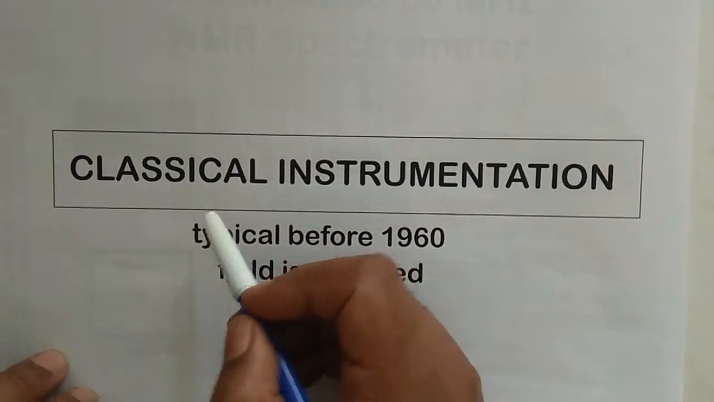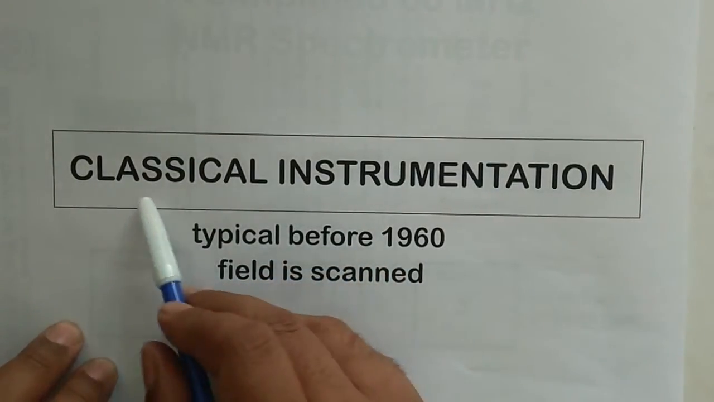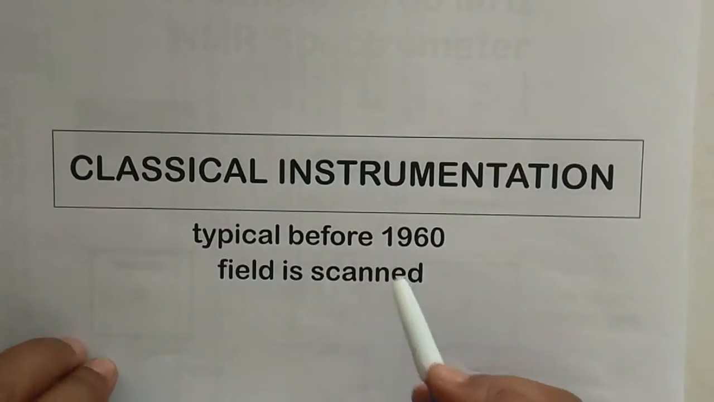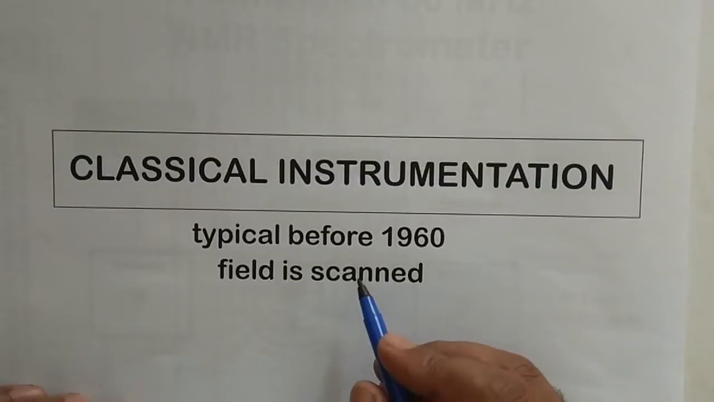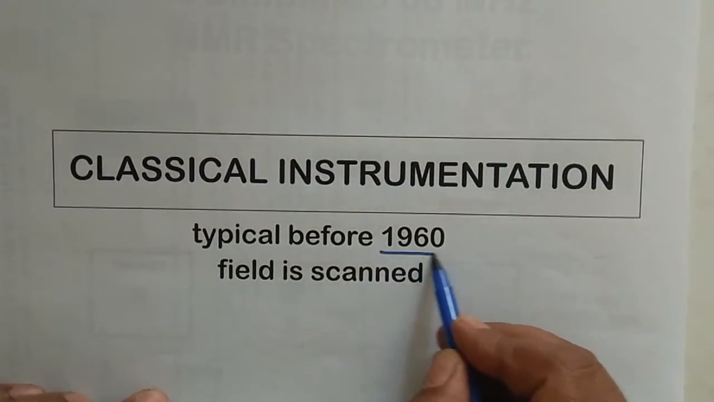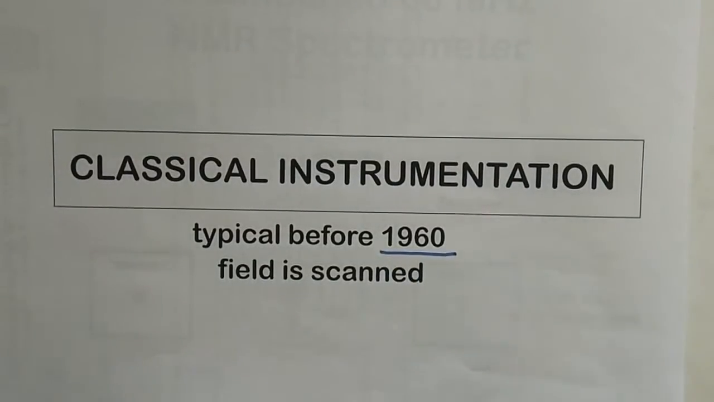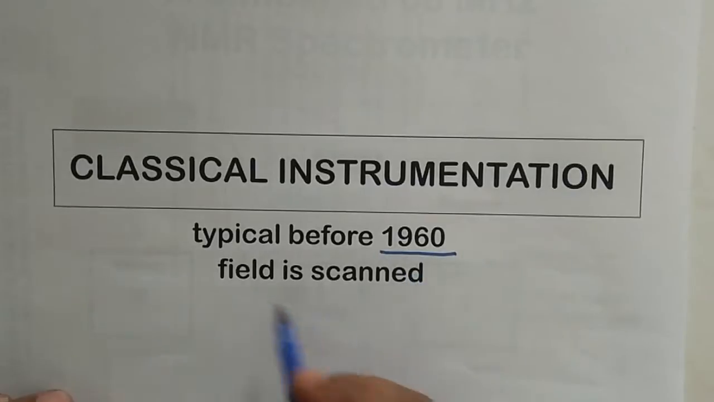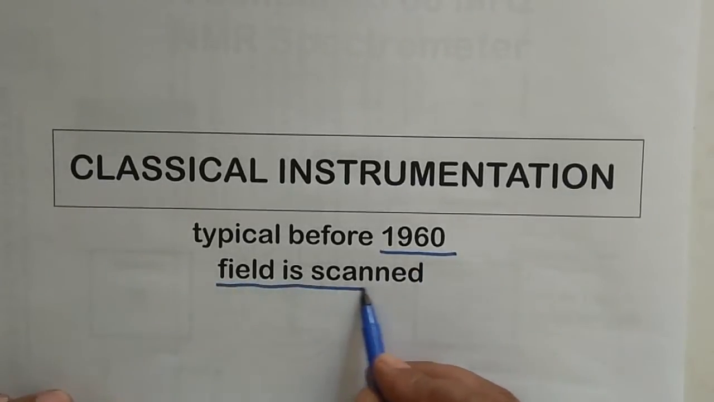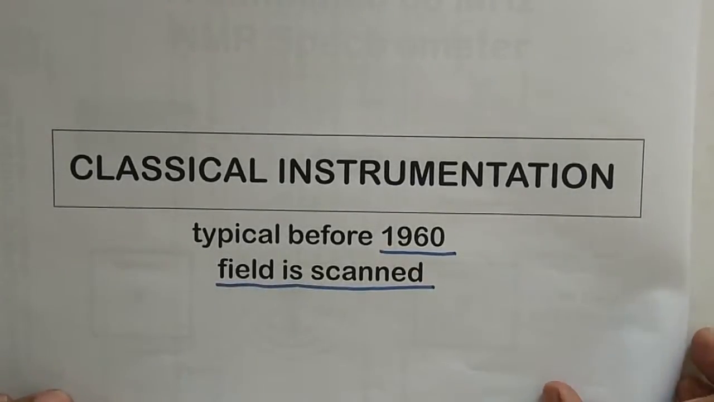So first I am taking your classical instrumentation. Why am I calling it classical instrumentation? Because these types of instrumentation were typically used in 1960, in the early days of NMR, right? And in this type of instrumentation, the field is scanned. So what is the meaning of the field is scanned?